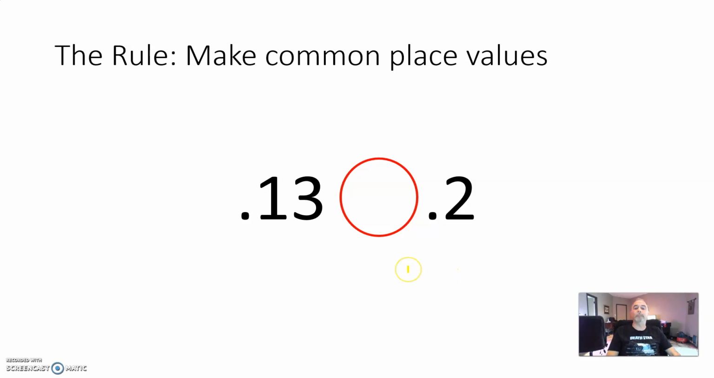So let's take a look at this one. Again, your first impulse is to say 13 is bigger than 2. But no, place values. Let's give a 0 to that 2 tenths and make it 20 hundredths. Now I'm comparing hundredths to hundredths. 13 hundredths, 20 hundredths. Who is bigger? 20.